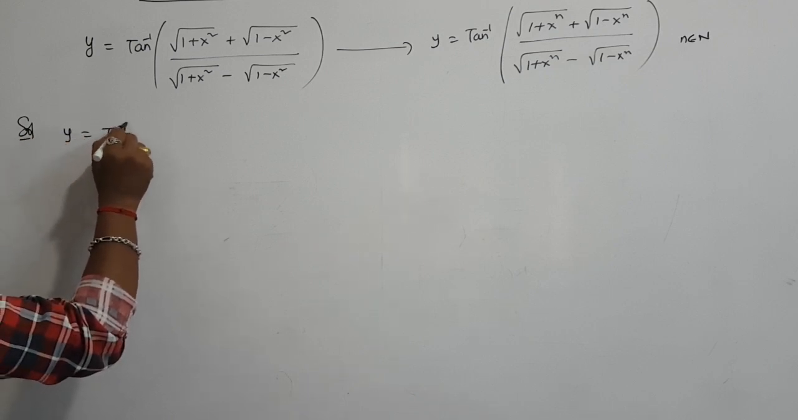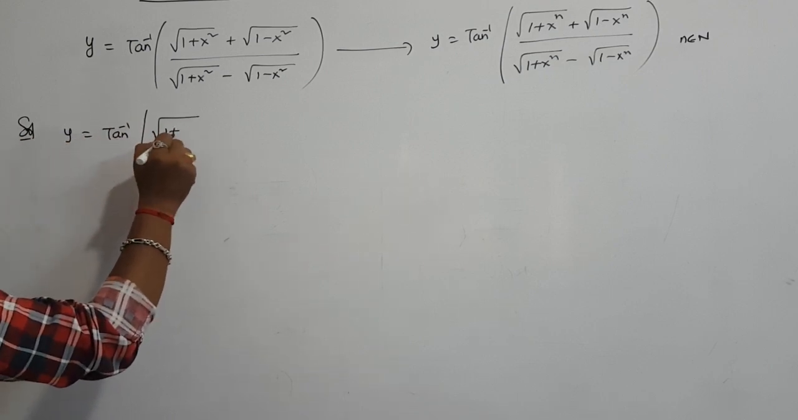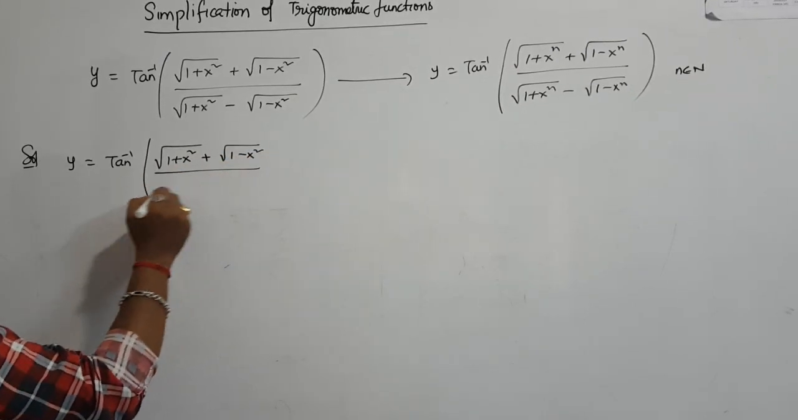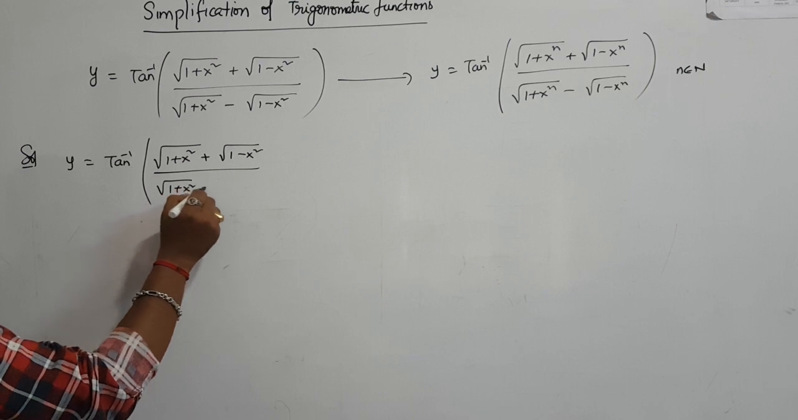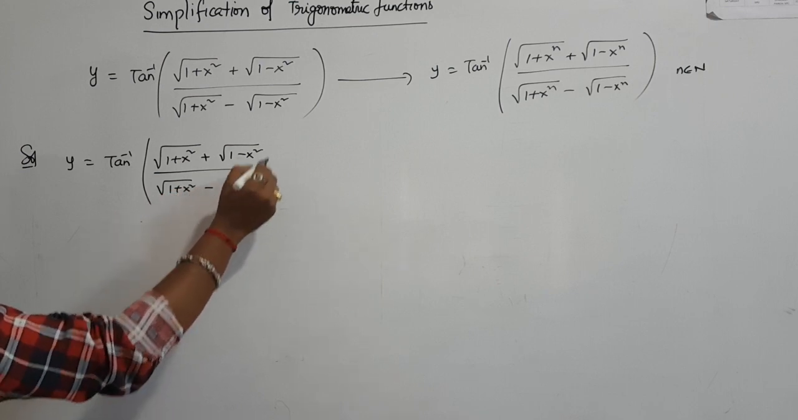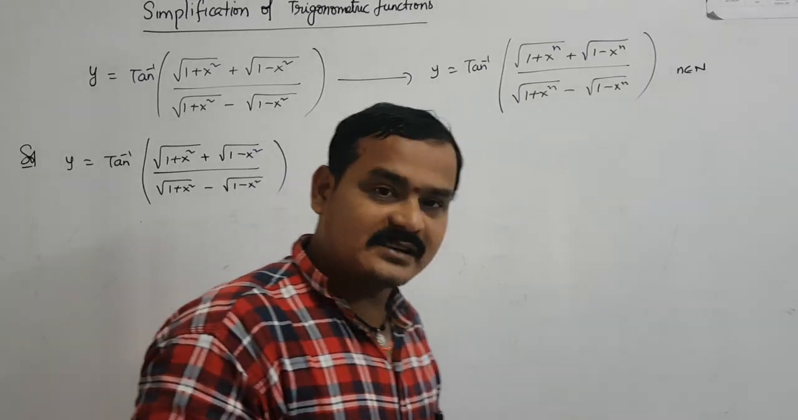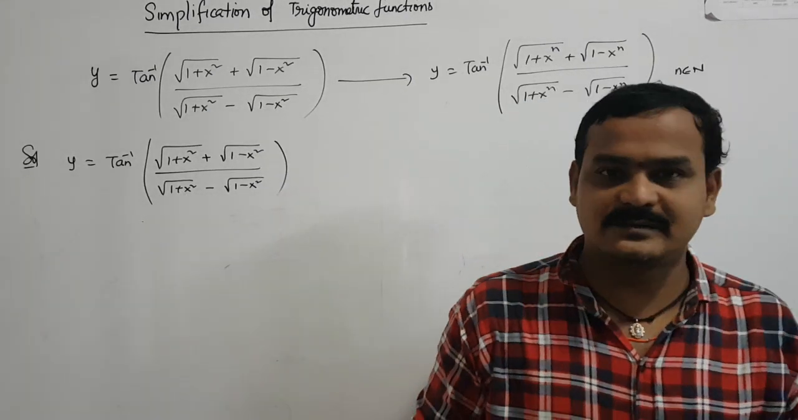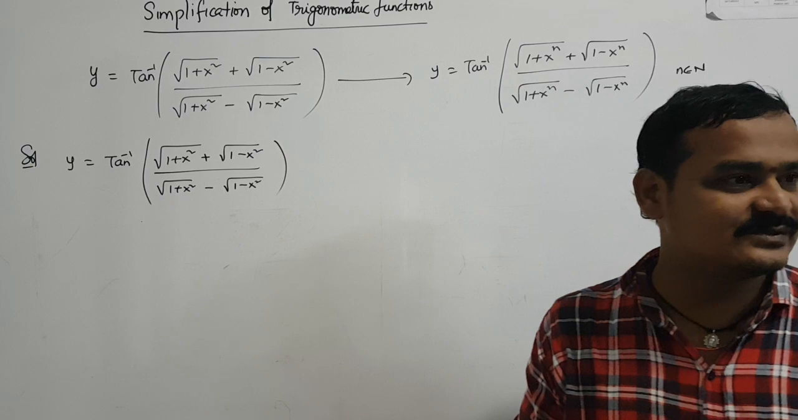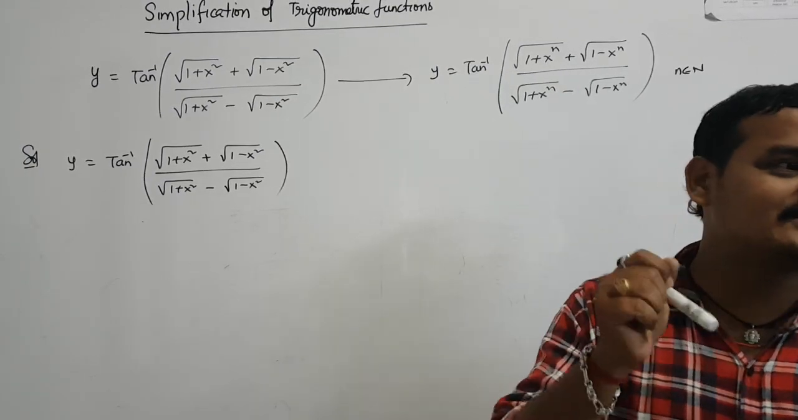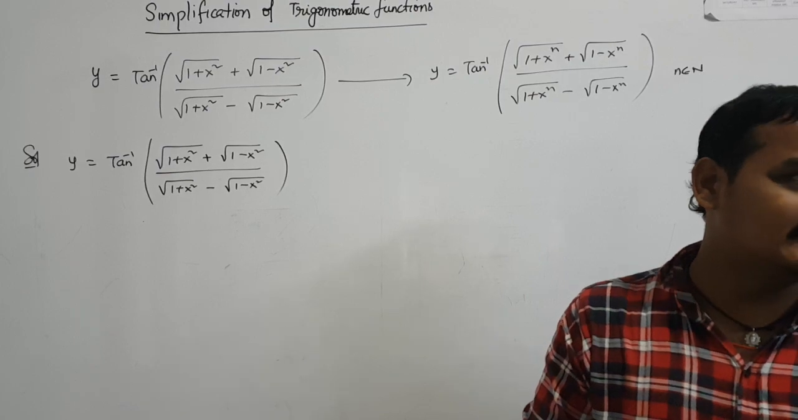y is equal to tan inverse of (root over 1 plus x square plus root over 1 minus x square) by (root over 1 plus x square minus root over 1 minus x square). Okay. See, starting only I said the substitution method. 1 plus x square means substitution x is equal to tan theta. 1 minus x square means substitution x is equal to sin theta or cos theta.